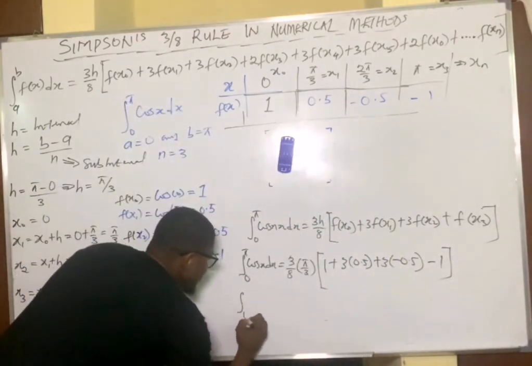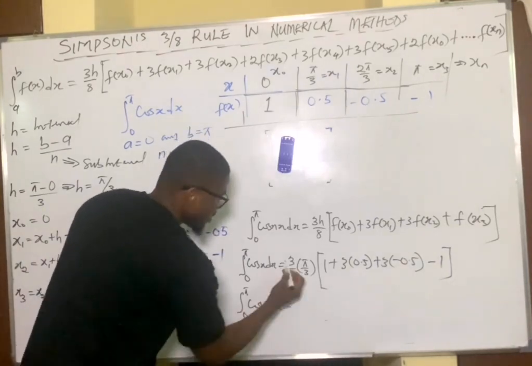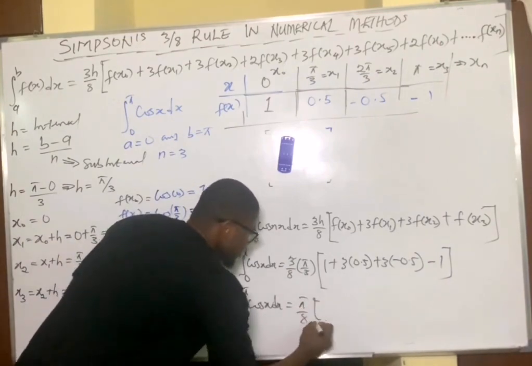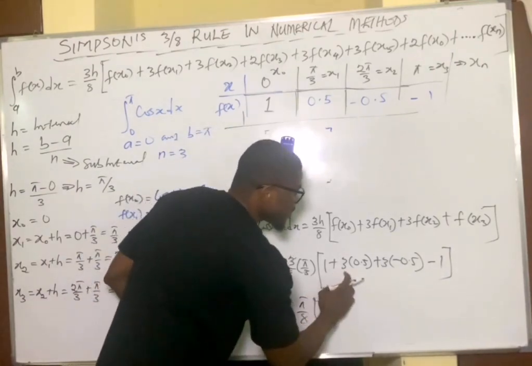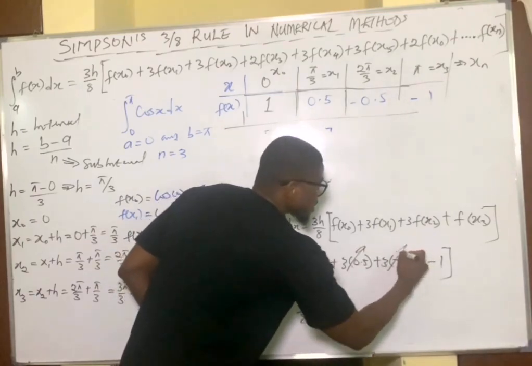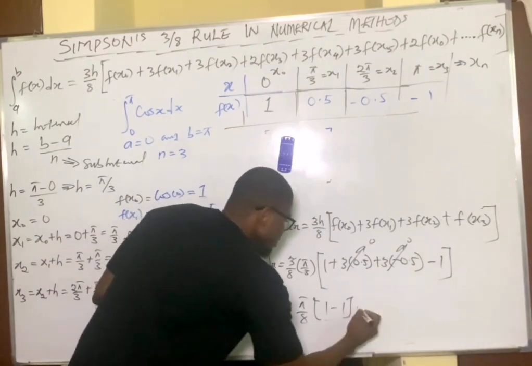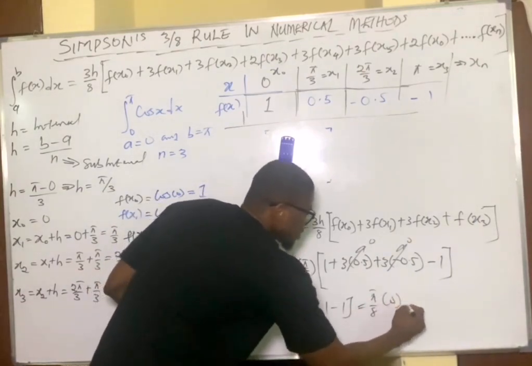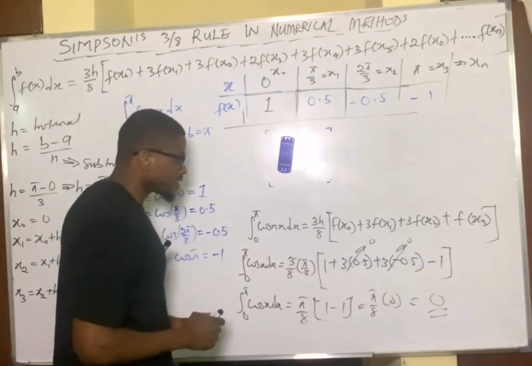So the integral from 0 to pi of cos x dx is now going to be, of course, here 3 cancels 3. I have pi all over 8 into, over here I have 1, 3 times 0.5 plus 3 times negative 0.5. So these two actually cancel out. That's 0. So I'm left with what? Negative 1. Okay. So this is actually going to be pi over 8 multiplied by 0, and that integral is actually 0. All right, so that integral is actually 0.